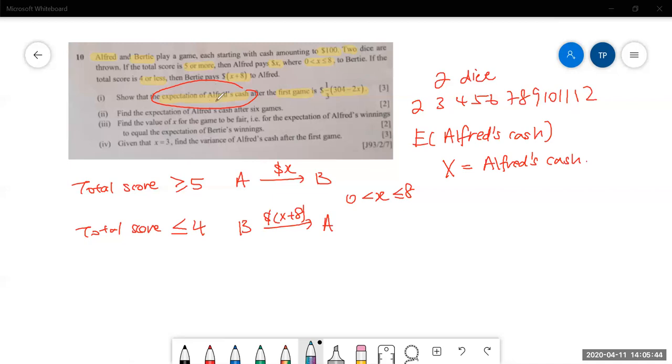In this case, because you see, expectation of Alfred's cash means what? Like how much he has left. Yeah, exactly. Correct. That should be the translation, right? It's not how much he has to pay. It's about the expectation of Alfred's remaining cash. If you want to put it more specifically, it's to find Alfred's remaining cash. Okay. So because of this, we understood what the random variable is that we want to find. Okay, so from here we have to find the distribution for Alfred's remaining cash.